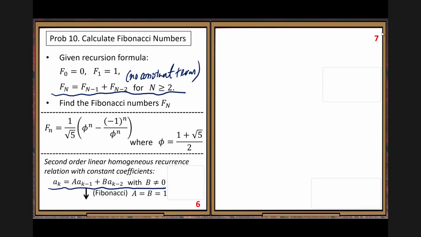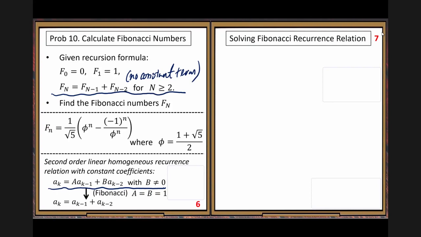All right, so for Fibonacci, just A equals B equals 1. Here, we want to develop a systematic solution for any capital A, any capital B. We know how to solve it: the systematic method to solve the whole class of problems. All right, so, solving the Fibonacci recurrence relation.